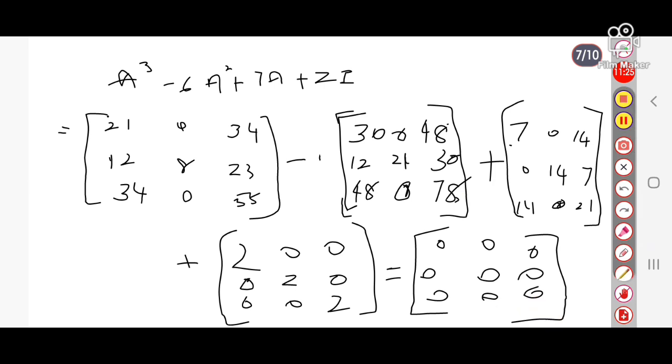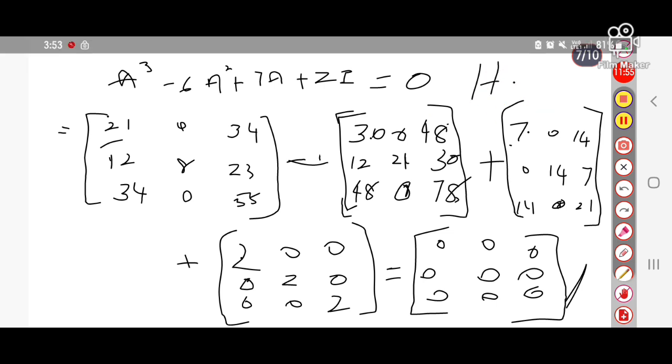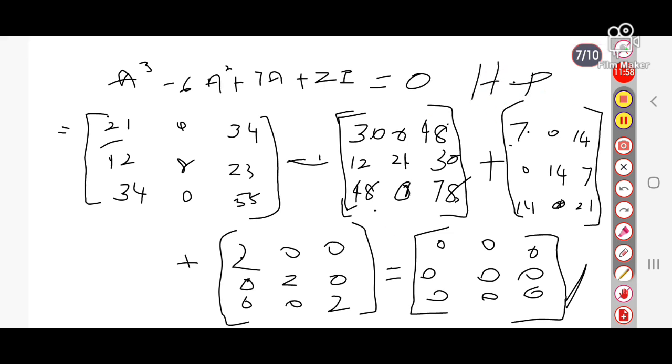So this 21 minus 30 plus 7 plus 2 will give you 0. Similarly, 0 plus 0 plus 0 plus 0 will give you 0. 34 minus 48 plus 14 is equal to 0. So upon simplifying this entire equation, we get the 0 matrix as the result. That has been asked in the question to be proved: prove that A cube minus 6A square plus 7A plus 2I is equal to 0. So that is what we proved here. So at last you write this equation and write hence proved. So this question is over.